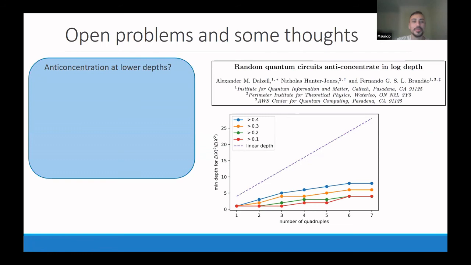Now, some open problems and some thoughts about this. First is anticoncentration at lower depth. In the results we obtained in the paper, we obtained anticoncentration for linear depth. But there's some work in random quantum circuits that show that you can get anticoncentration in log depth. And we believe that the same is the case in our setup, actually. So we performed some very simple simulations. To explain this plot, the y-axis is a constant that appears in the anticoncentration result. The lower the depth you require for obtaining this quantity, the sooner you get anticoncentration. And what we show is that it seems that log depth is possible for anticoncentration.